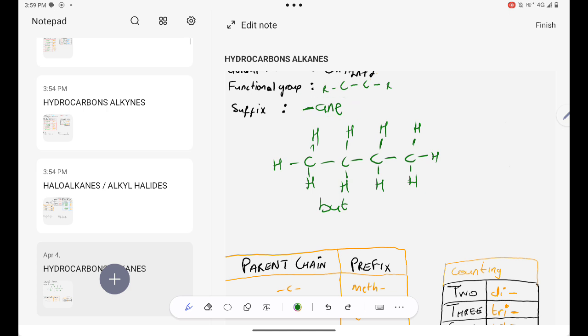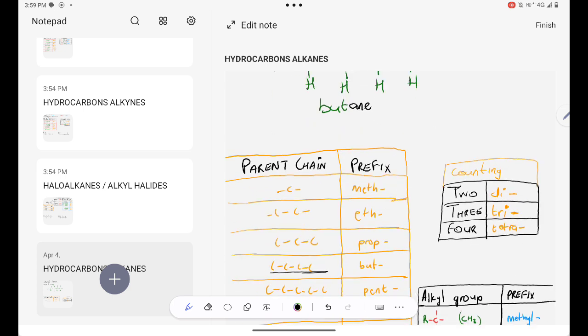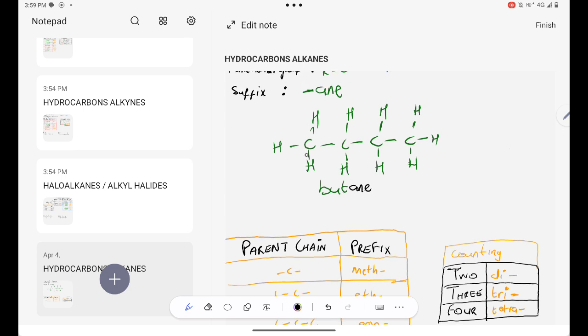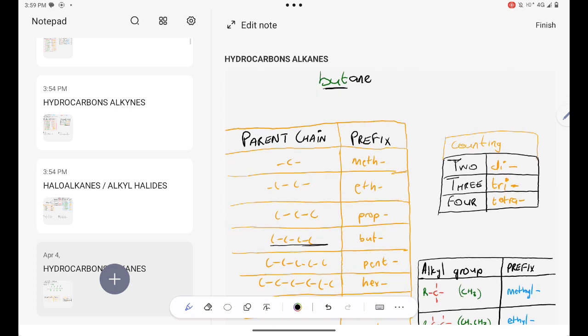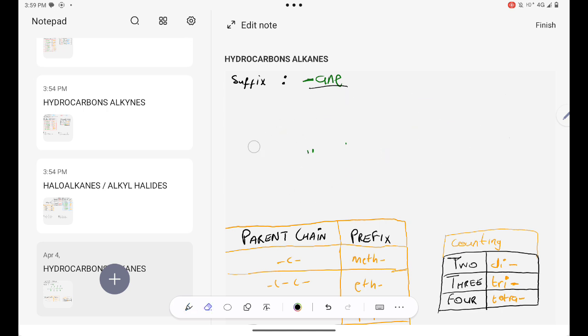If I combine both my prefix and my suffix, the name of this compound will be butane. Why is it butane? Because it has 4 carbons on the parent chain, and hence the prefix is but. Remember that if your hydrocarbon has 4 carbons on the longest chain, your prefix has to be but, and then your suffix, since I'm dealing with alkanes, has to be ane.